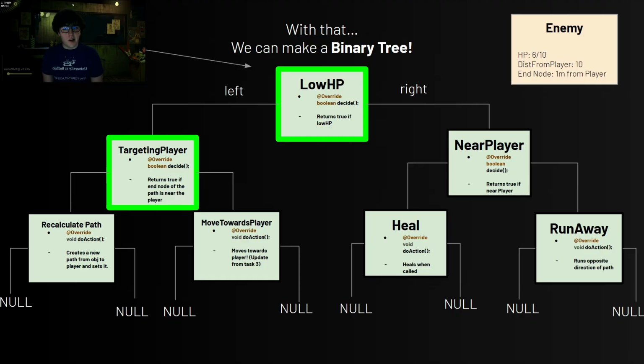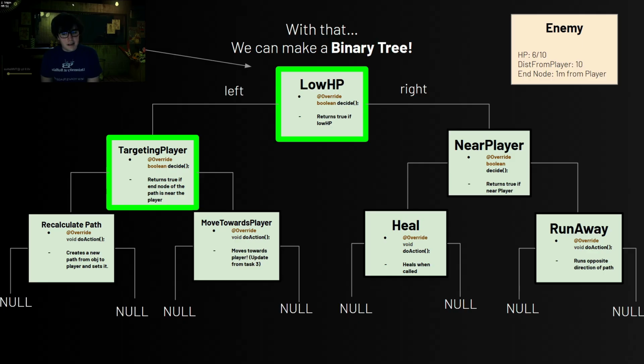Now we are at targeting player. And I added some more state to enemy because I realized I forgot. But we're going to say that the end node of the path for the enemy is a meter from the player, or whatever units. Okay, doesn't really matter. But that to me says that we are in fact near the player. The end node of our path is near the player, and all of that is also just saying that the decide method of targeting player should return true. Okay, again, that's explicit in the doc. But okay, so decide returns true.